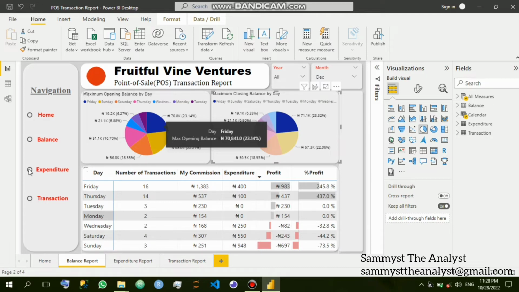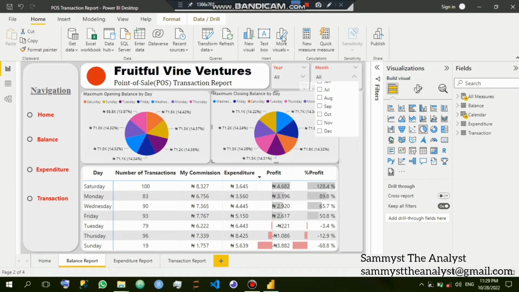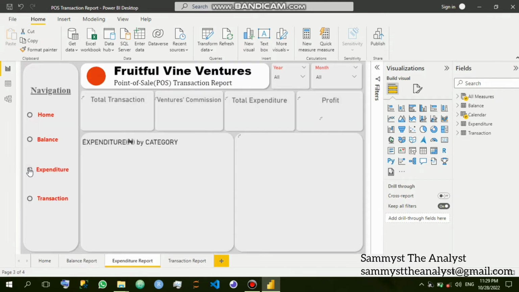So without much ado, we shall now move to the expenditure report. Let's see what's happening in the expenditure report. In moving over to the expenditure report, I simply click on my control key, and then I click this button here. Good. So here we have it. This is our expenditure.